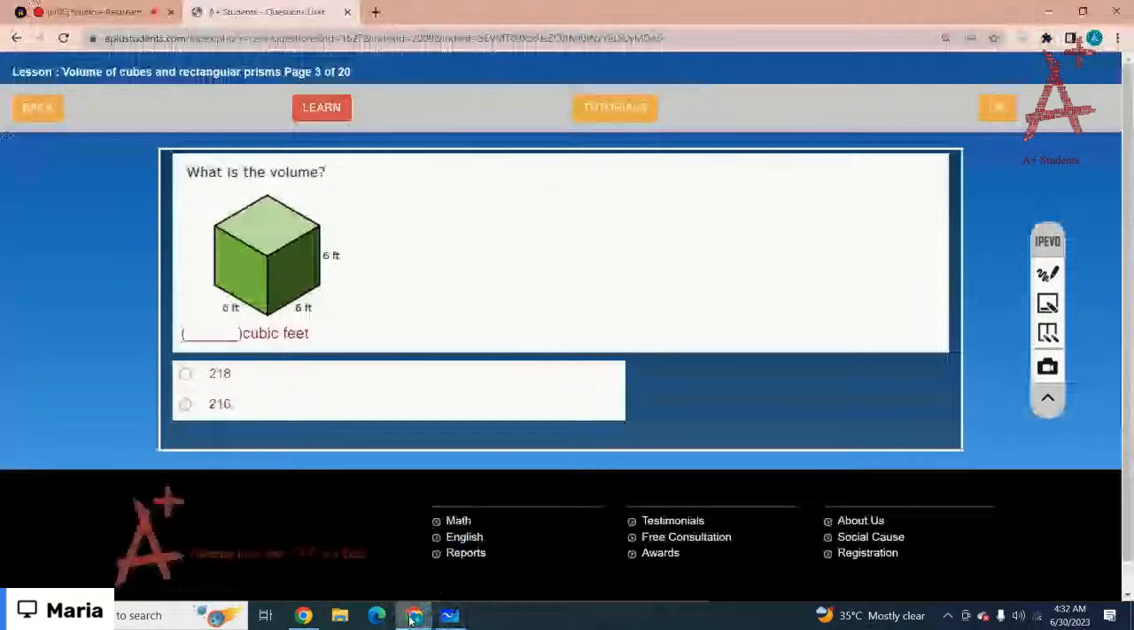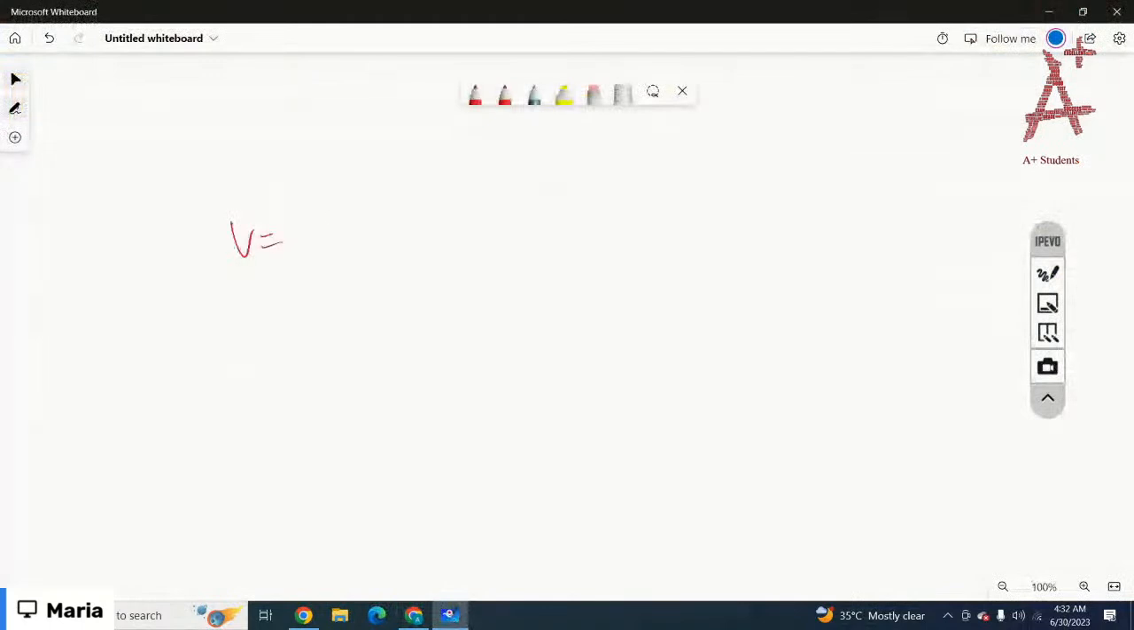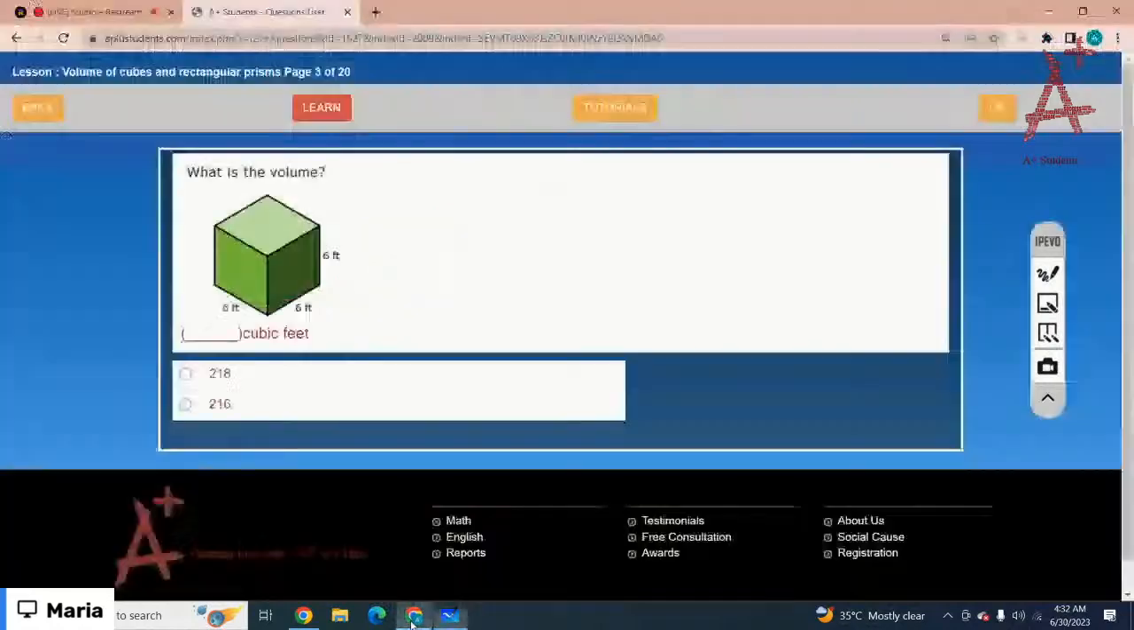Okay, the next one is you are given a cube, and you have to calculate the volume of the cube. So for the volume, V equals side times side times side. So you have to do 6 times 6 times 6. 6 times 6 is 36 and 36 times 6 is 216. So the volume is 216 cubic feet.